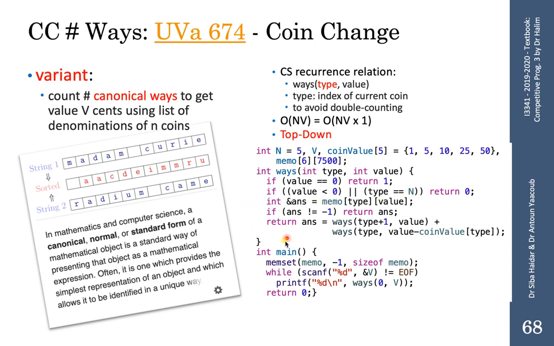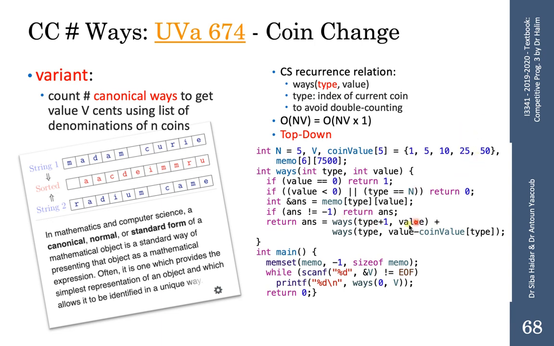And in the general case, I take a local reference answer to memo of type and value, which is initialized to -1. This is also the top-down approach again. And the answer is the number of ways to represent the type plus 1. So suppose I skip this coin type. Suppose, for example, I am now at the coin type 25, and I decided to use none of the 25 coins, so I skip it.